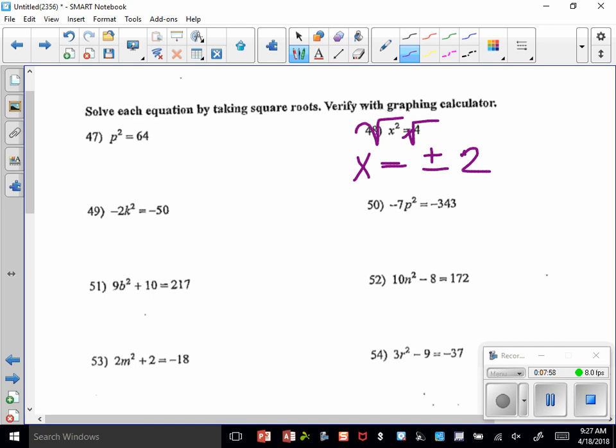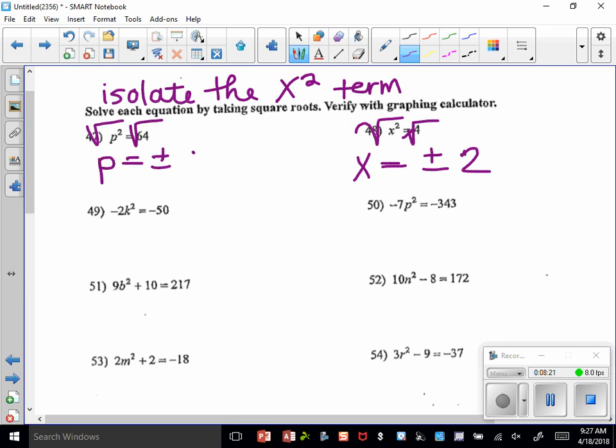Okay. So I could do this one the same way. This, first thing you have to do though is isolate. That means get it by itself. Isolate the x squared term or the squared term. Okay, because it doesn't always have to be x. So this is already isolated. Take the square root. P equals plus or minus 8. That means positive or negative. So you can still write it this way. -8 and +8. -2 and +2. Okay, same answer we got by factoring it.